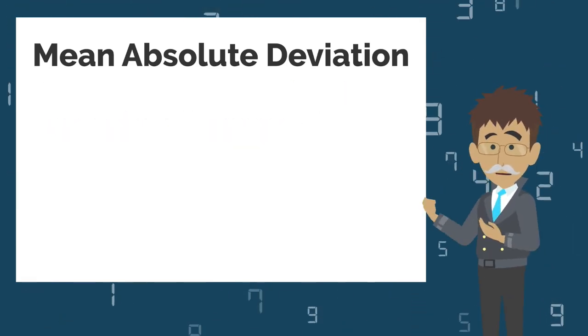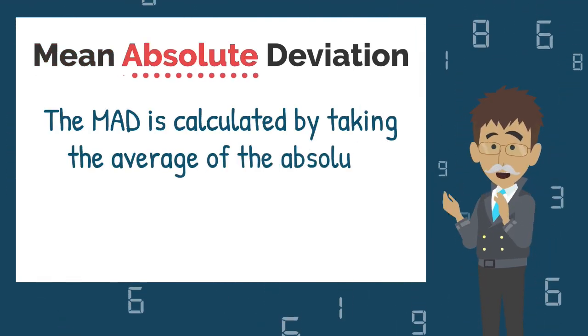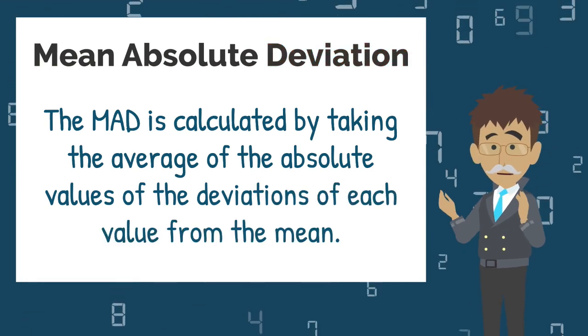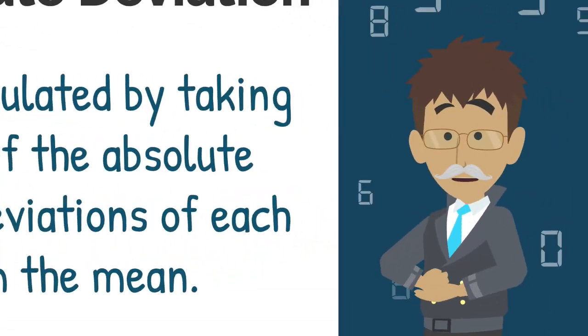The mean absolute deviation is calculated by taking the average, or the mean, of the absolute values of the deviations of each value from the mean. Yeah, that last sentence had a lot of math words in it. Let's break it down so it makes sense.